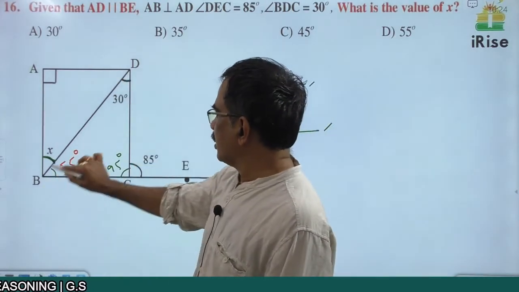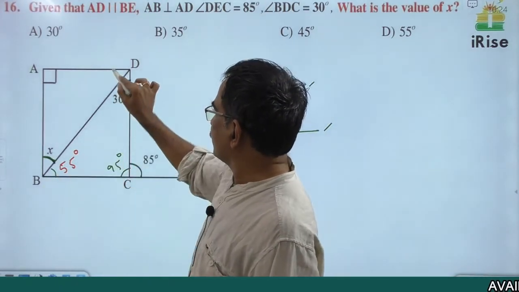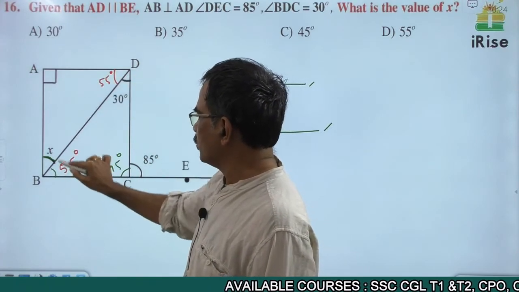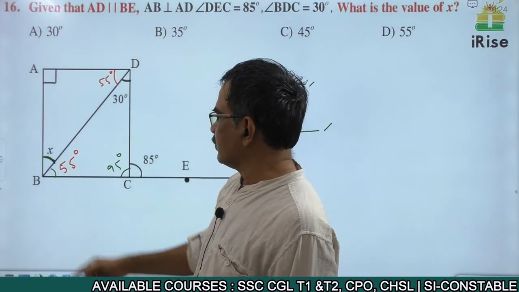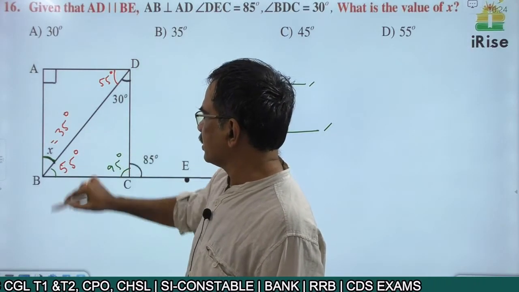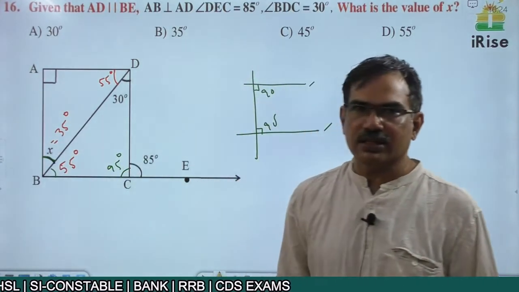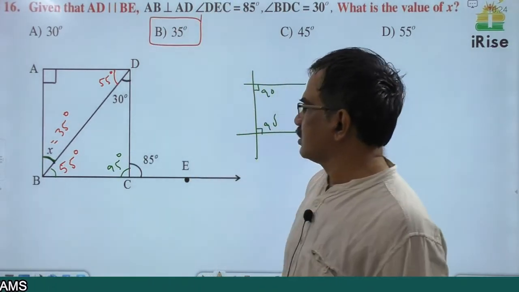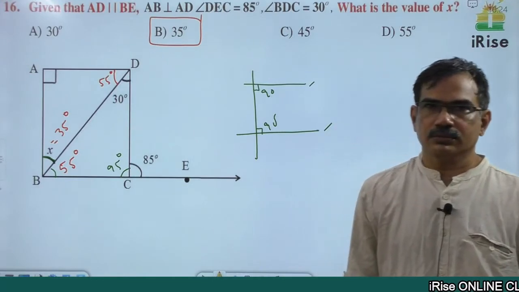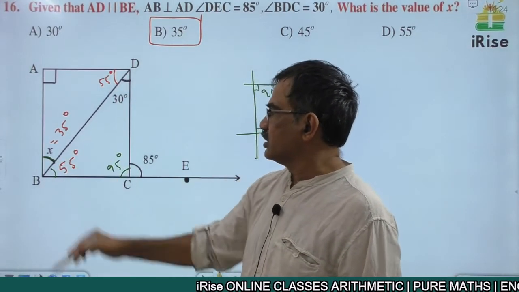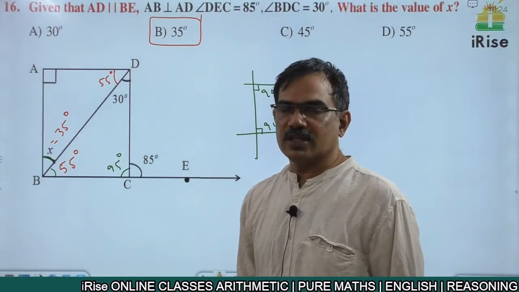And these two are parallel. This is a transversal. If this is 55, then this is also 55. Actually, this is not necessary, because sum of these two is 90. If this is 55, therefore x is equal to 35 degrees, because total is 90. So the answer for this question is 35 degrees. This is not necessary, just sum of these two is 90. Next question.